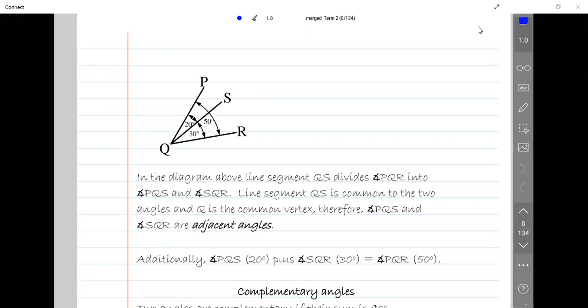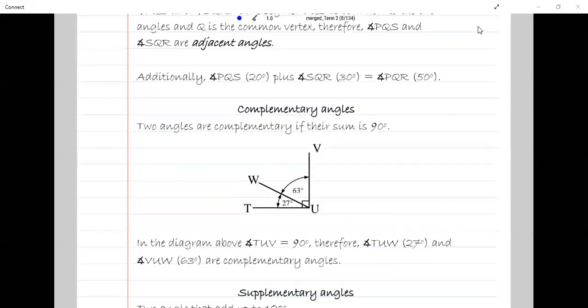So also notice that the parent angle, the big angle PQR, is 50 degrees. The line QS divides that angle. Therefore, if I add the two adjacent angles, I must get back the 50 degrees. All right, important that you begin to appreciate this.